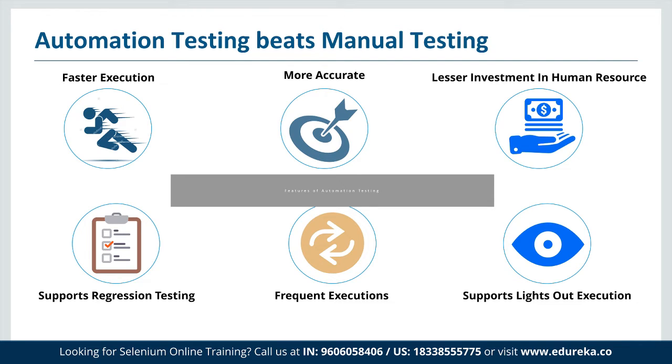First is faster execution. At any point of time, a button is all that is required to start your test cases, so faster execution is there. Second, more accurate. As compared to manual testing, there are fewer possibilities of human errors. Someone was saying that in manual testing we don't get time for regression testing. When you're in automation testing, along with functional testing, it supports regression testing as well.